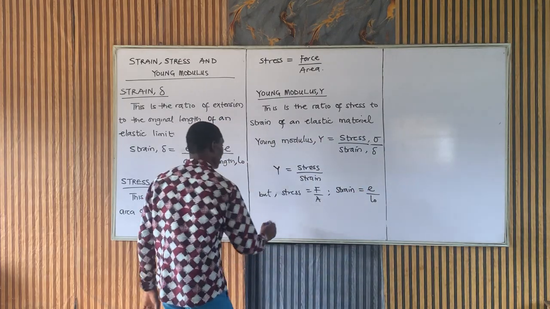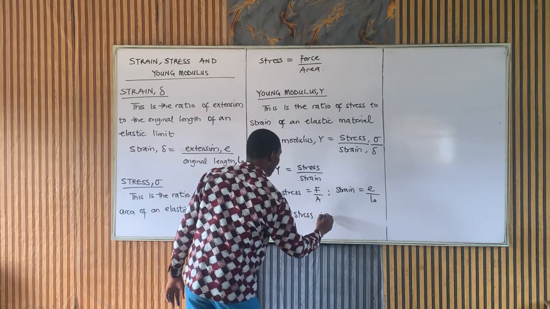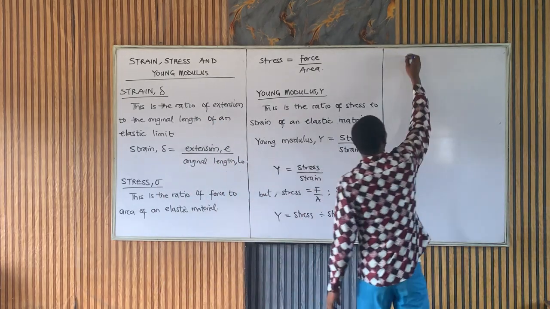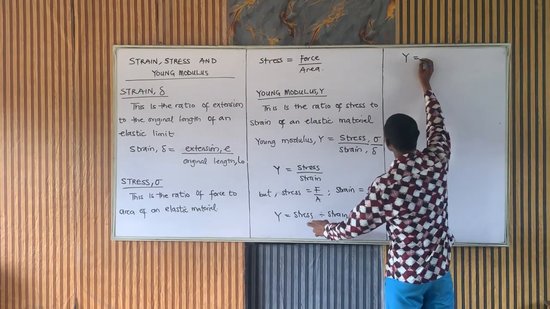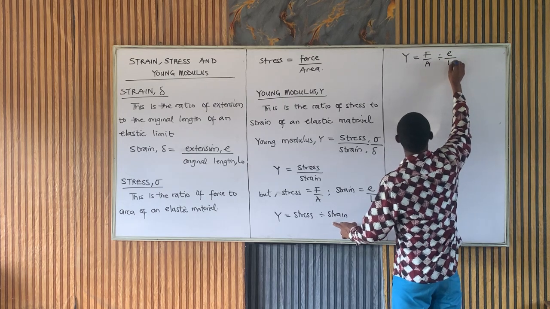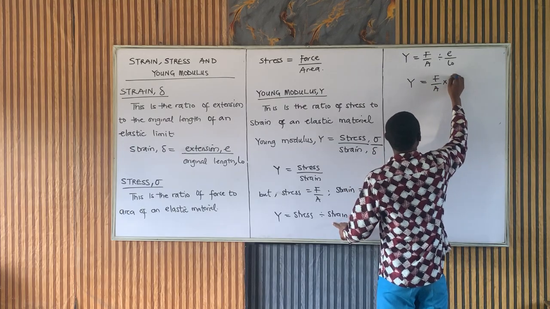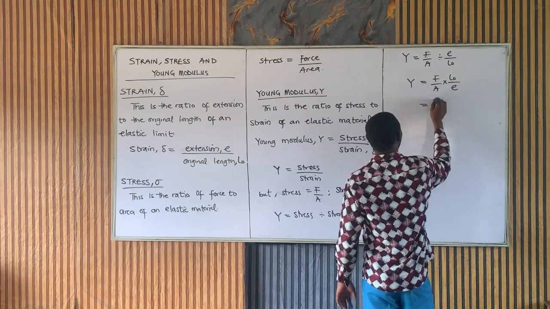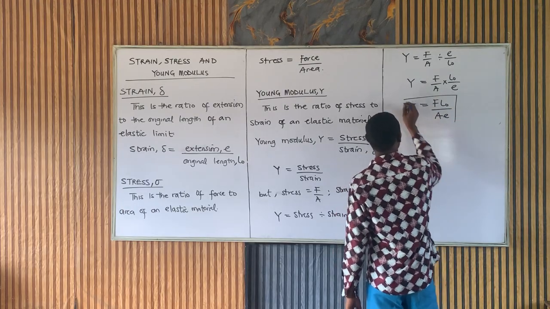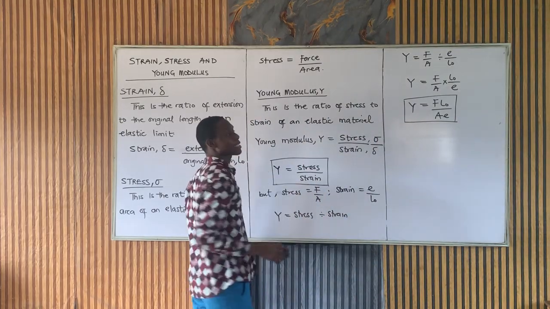So putting that here, we can first of all say that Young modulus is stress divided by strain, this is exactly what is here. Now we can say that Young modulus Y is equal to stress, which is force over area, divided by strain, extension over original length. Young modulus can now be force over area times original length over extension, and that will be FL0 over AE. So this is another relationship to get Young modulus if we don't want to use this. So that's that about that.